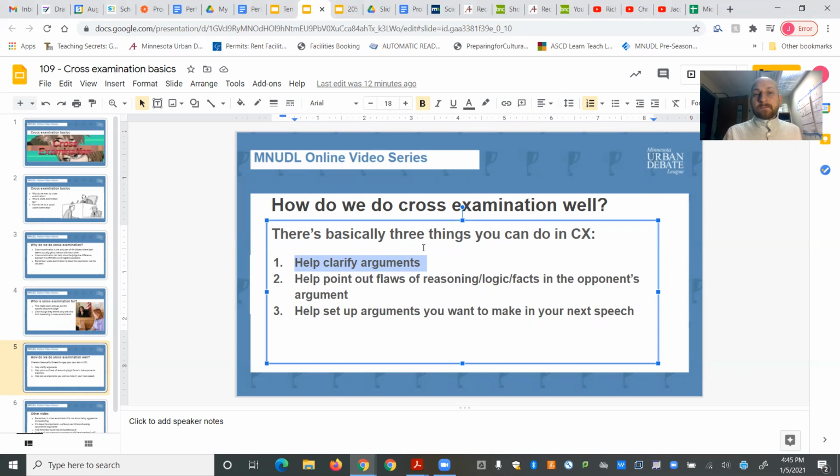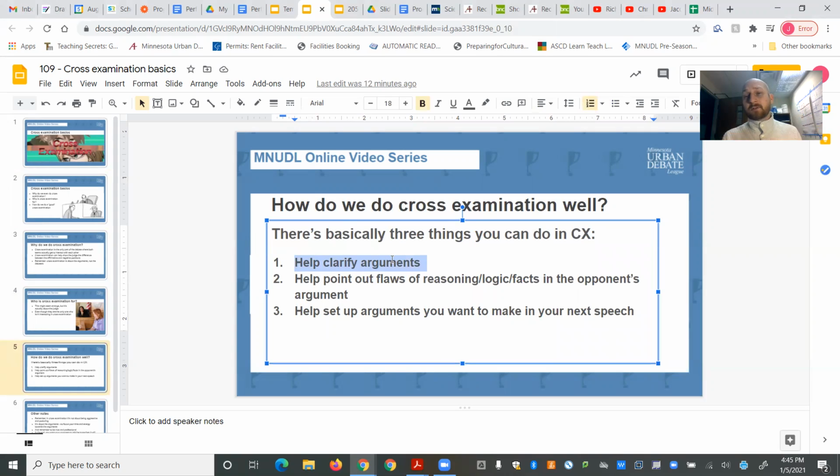But if you're confused about an argument, the judge is probably also confused about it. So it's helpful for you to ask the other team what they're talking about so that the judge can understand the other team's arguments, and then they'll understand your responses better. Because if your arguments really are better, then they need to understand what the other team is saying to understand why your arguments are better.